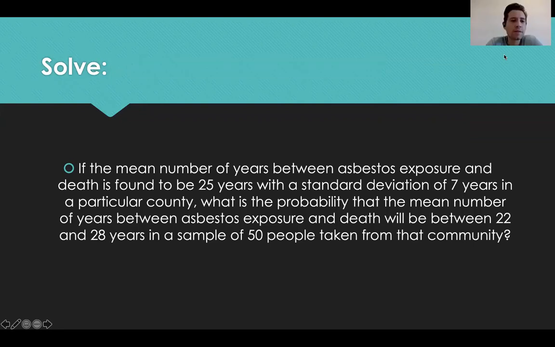So what we're solving is: if the mean number of years between asbestos exposure and death is found to be 25 years with a standard deviation of 7 years in a particular county, what is the probability that the mean number of years between asbestos exposure and death will be between 22 and 28 years in a sample of 50 people taken from that community?